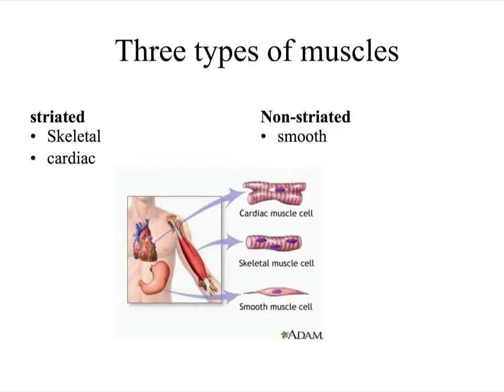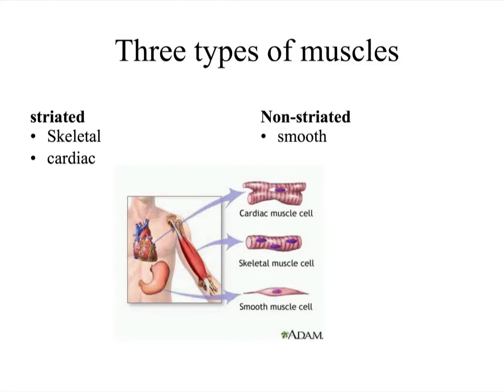As a review, you saw this before in chapter 4. You have two types of muscles, striated and non-striated. Striation refers to a stripe. So all they're saying here is that under a microscope, cardiac and skeletal tissue appear to have stripes. Smooth muscle does not. So make sure you know that of the three types of muscles, the striated versions are skeletal and cardiac.